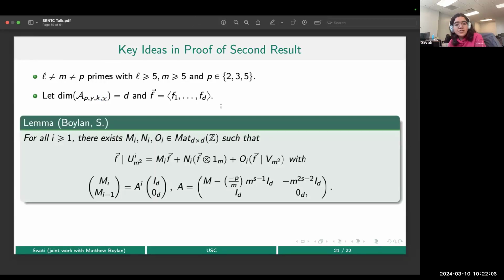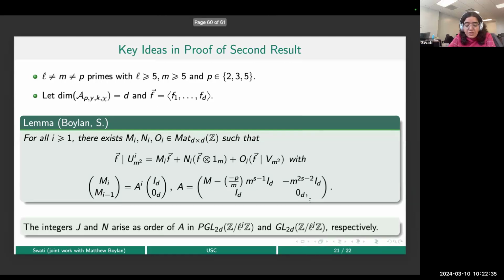An important result, which is helpful in proving our second theorem, is that for any positive integer I, there exist these Mi, Ni, Oi, which are D by D matrices with integer entries, such that you get this 3-term recurrence relation with Mi satisfying this property, and A is the matrix which gives rise to the integers J and N that arise as orders of these matrices in PGL2D and GL2D.